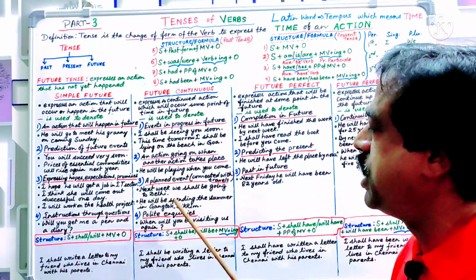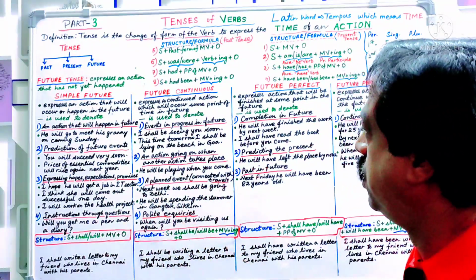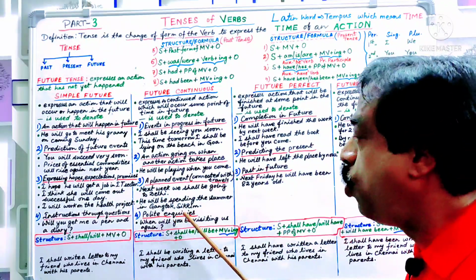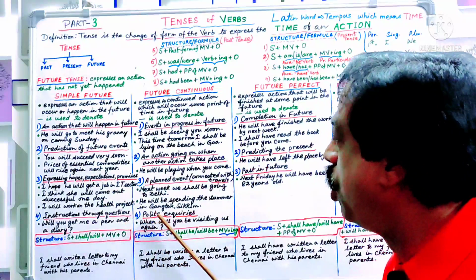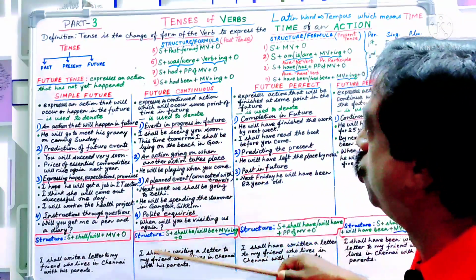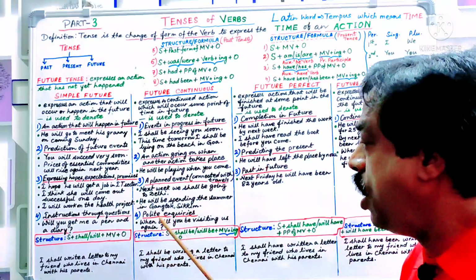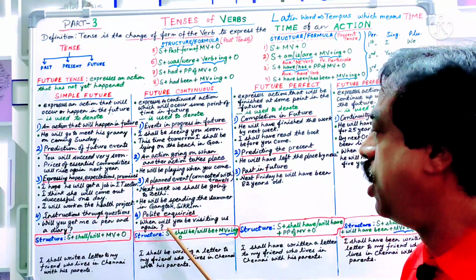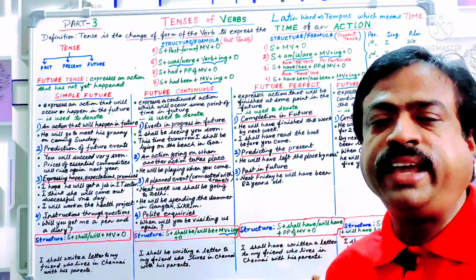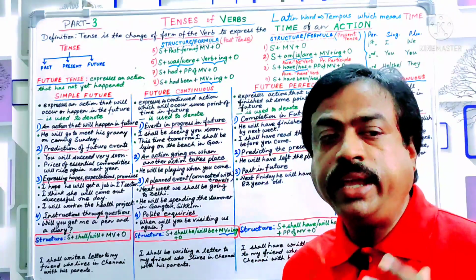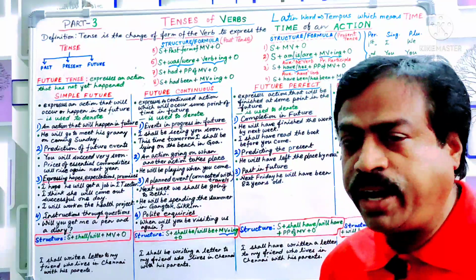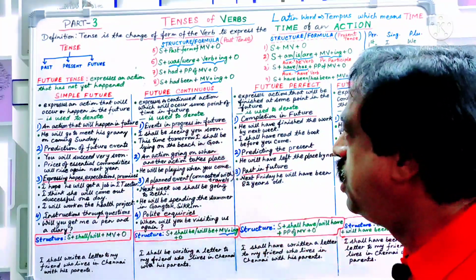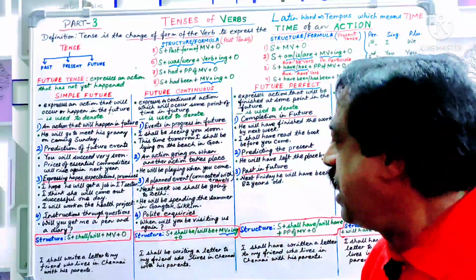And the last one which I have made, to let you know, is all about polite inquiries. That is also a use of future continuous tense. An example of this is, when will you be visiting us again? So these are some of the examples which I have written under the future continuous tense.